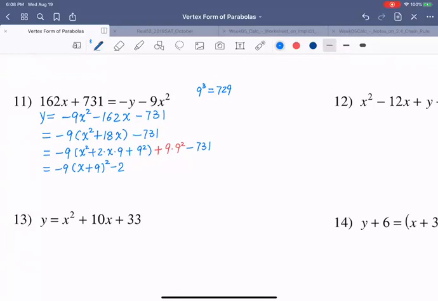Let's get the vertex, okay? So then it's x plus 9 equals 0, so x equals -9. And then y equals -2. Perfect. Vertex: -9 comma -2. Good job. That's beautiful. Good. Feel happy?